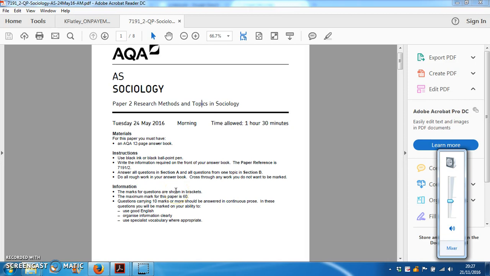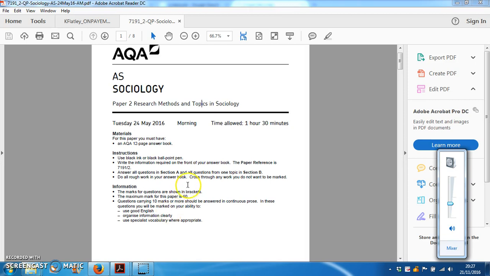That will give you a little bit of an outline about how much to write and also how long to write for. And the maximum marks for this paper is 60. It also gives you further information that any questions that are worth 10 or more, so in this paper there will be a 16 marker, a 10 marker and a 20 marker, you should be answering in continuous prose. So think of it like a little bit of an essay type rather than short and sweet answers.